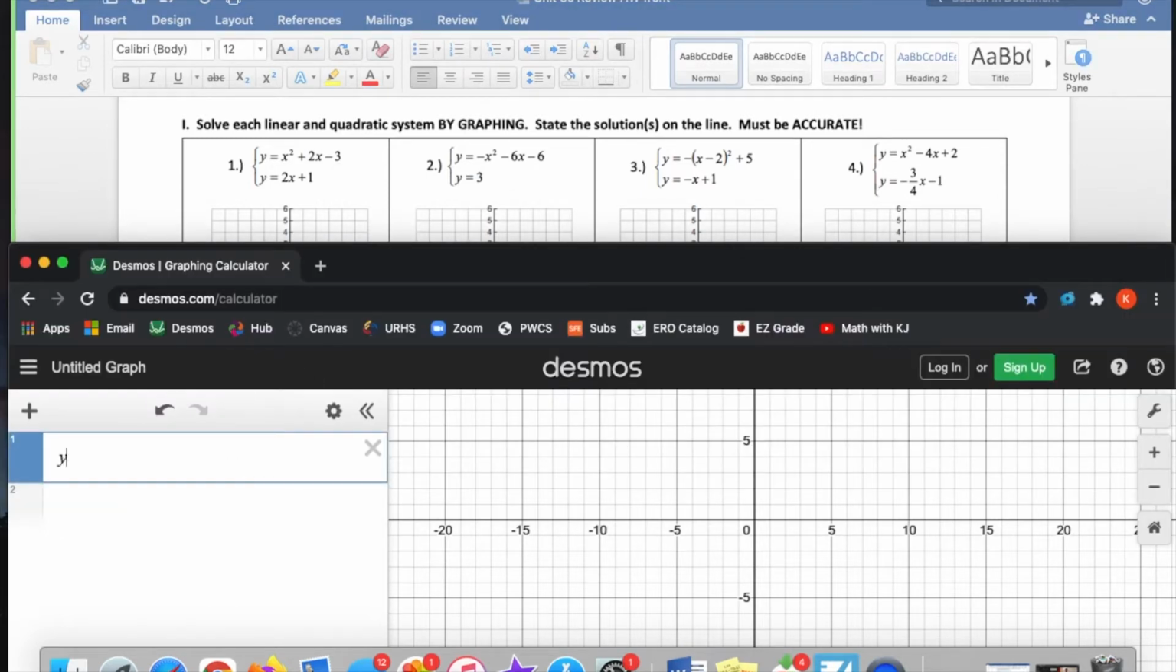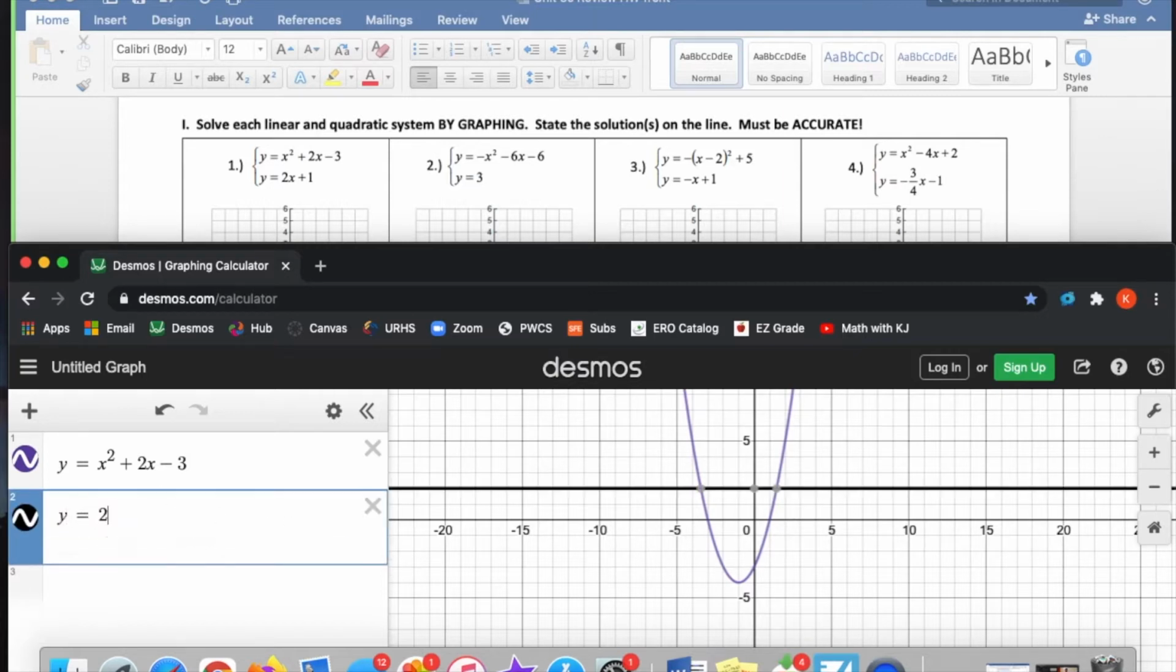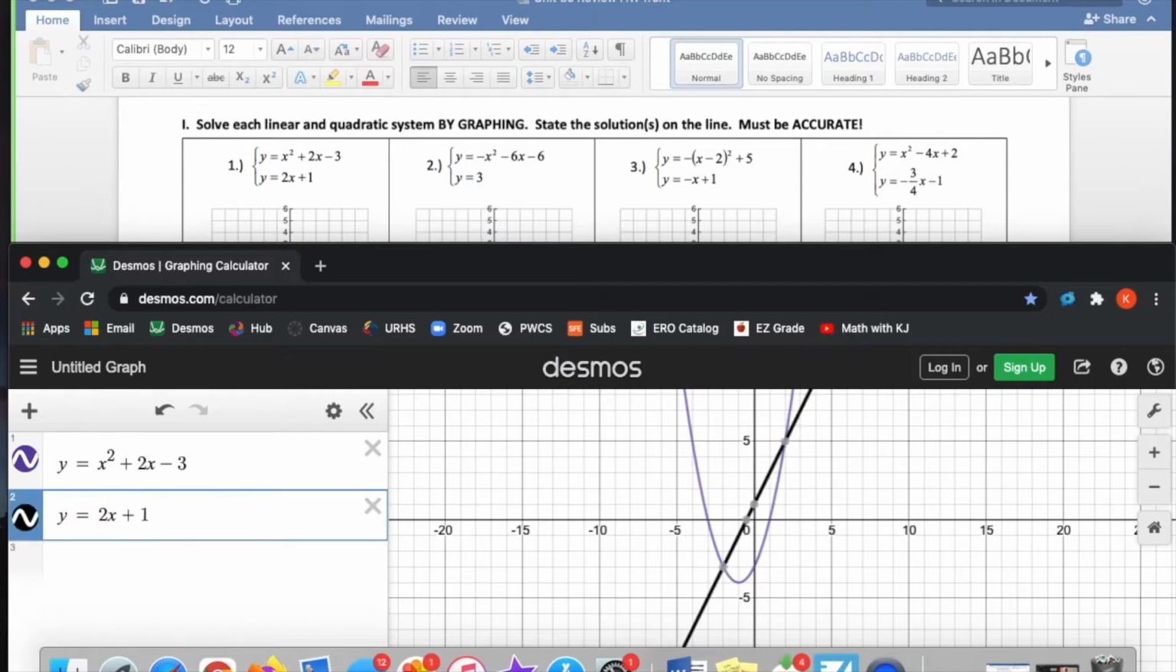I'm just going to type in both of these equations exactly how they look. So y equals x squared plus 2x minus 3, and I see, as expected, this parabola right here. And then if I type in my second equation, y equals 2x plus 1, what I see is a line, a straight line. Again, as expected, this is a y equals mx plus b equation, not a quadratic. It doesn't have that 2 exponent, so we would expect it to be a straight line.